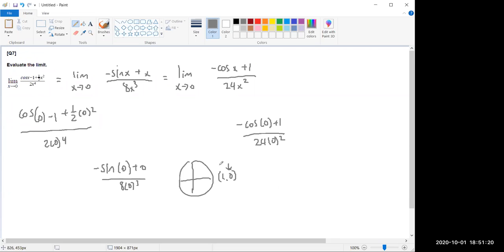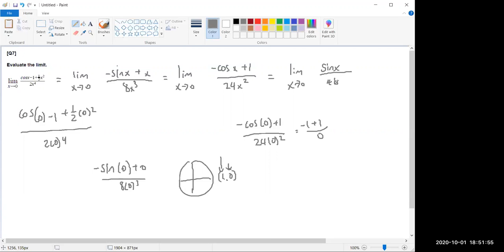Well, cosine of 0 is 1. So we have negative 1 plus 1 over 0. Unfortunately, it's still indeterminate. So looks like we need to do it again. The derivative of negative cosine is positive sine. And then derivative of 1 is 0.